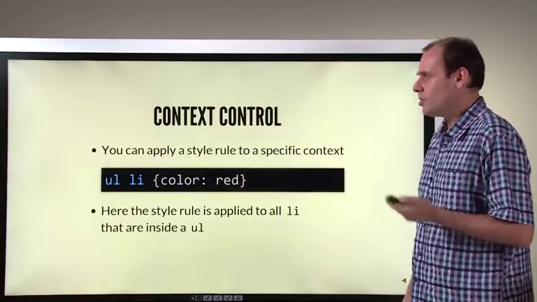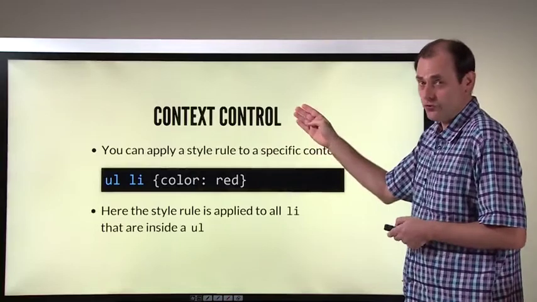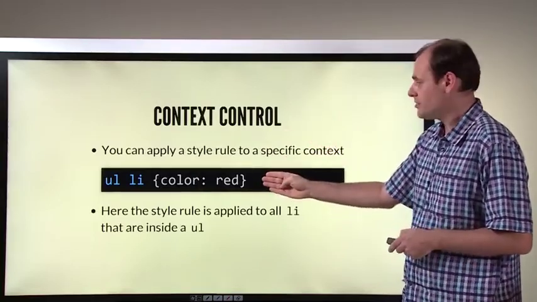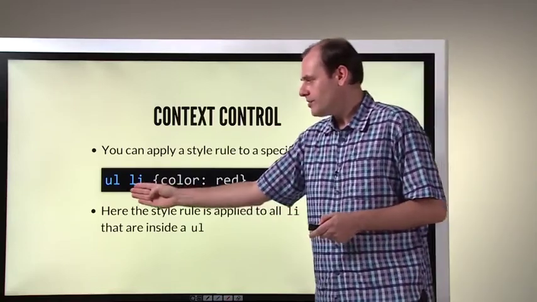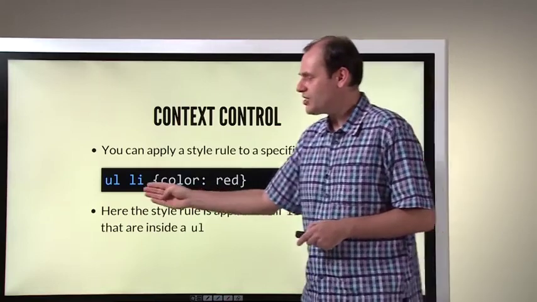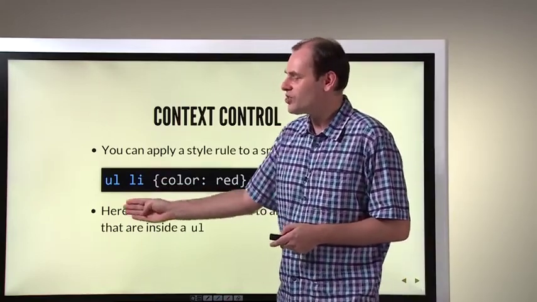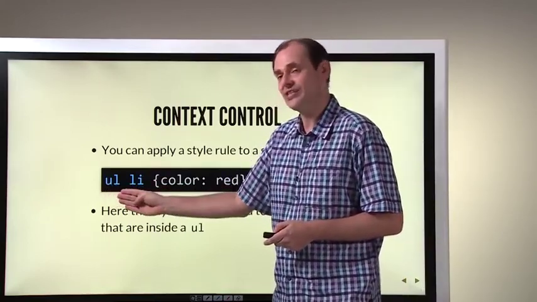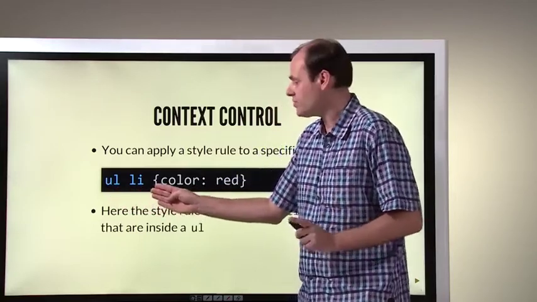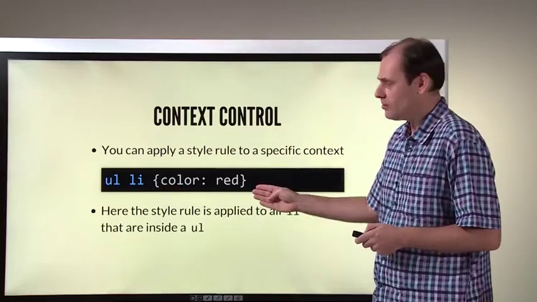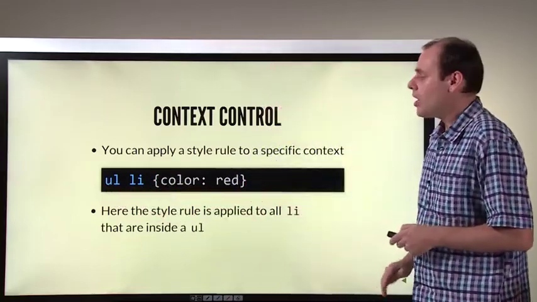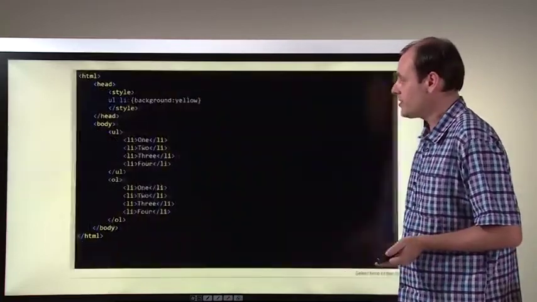All right, let's talk about another thing. Context control for style rules. You could have a rule which looks like this, and it says, all right, list items, those will be red color. But what it actually says is list items which are within an unordered list. Those list items, no other list items, will be red. So list item inside unordered list, red. Any other list item will not be red.